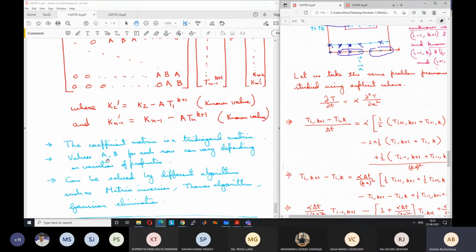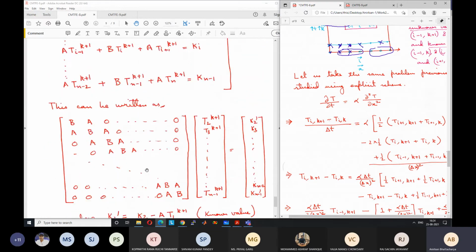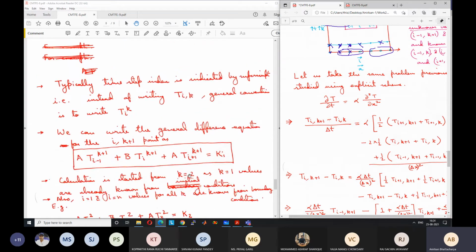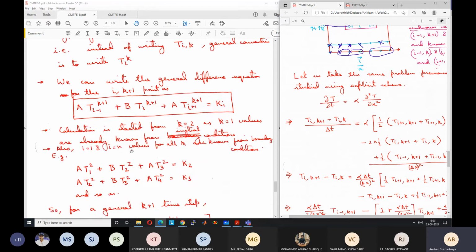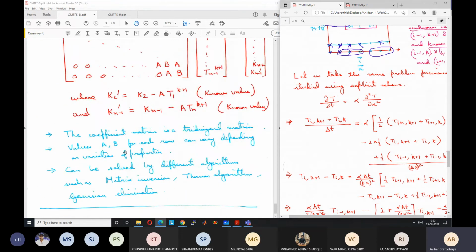The second point is that the values of A and B for each row can vary depending on the variation of properties. We have already discussed this. Like delta X can change. If delta X changes, the value of A will change. Similarly, alpha can also change. Thermal conductivity can change. Density can change. We can have a composite material, where in one place we have high density and on another side we have low density. So CP can change, so K by rho CP can change. Depending on those, the values of A and B can be different.